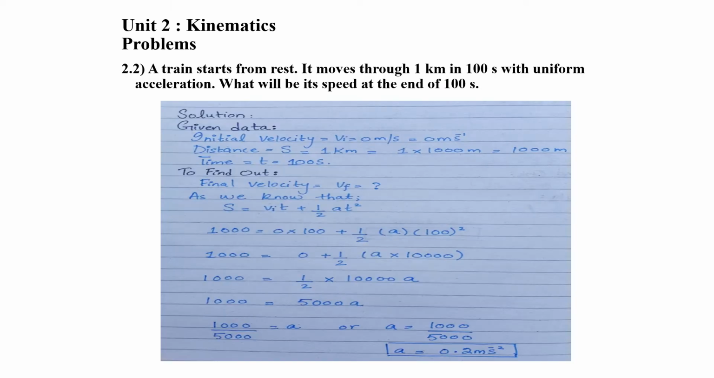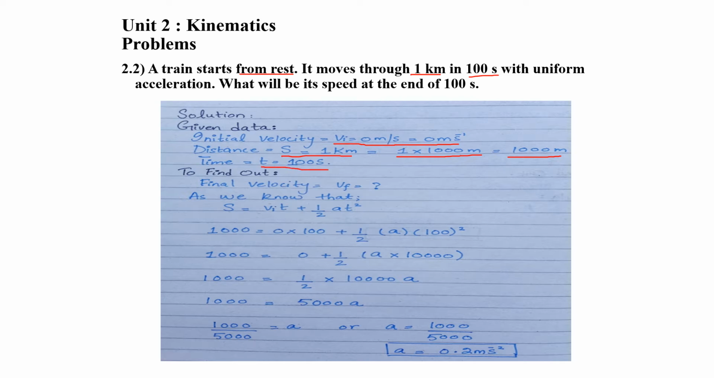So the second problem is 2.2. A train starts from rest. It means its initial velocity will be 0, right? So Vi is equal to 0 meter per second, right? It moved through 1 kilometer in 100 seconds. So 1 kilometer will be a distance. S is equal to 1 kilometer, and we always measure distance in meters. So we have to multiply 1 by 1000 meters, so we get 1000 meter. And time is given to you, that is t is equal to 100 seconds.